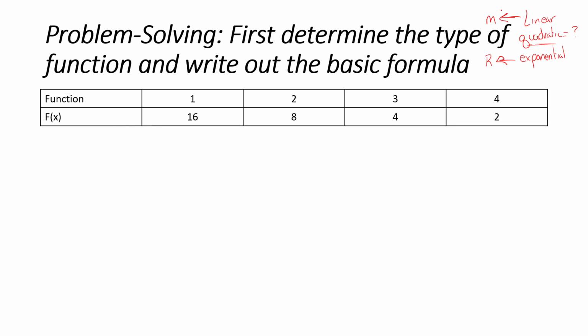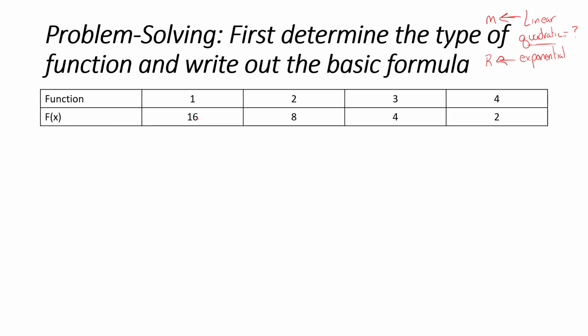Linear, constant rate of change. That means I'm adding the same value to each term. Exponential, common ratio. There is a common value getting multiplied to each term that results in the subsequent set of values. So let's look and see what's going on here.